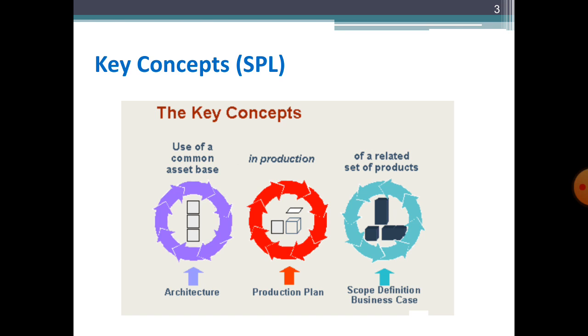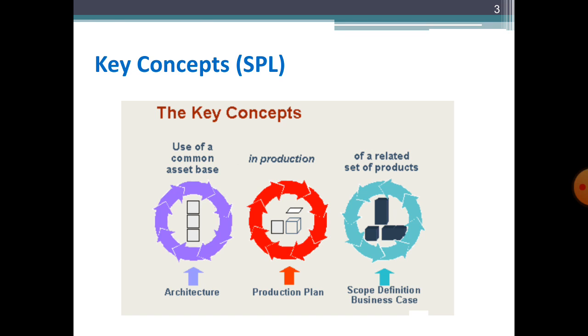Students, all of these are different common asset bases. And the next key concept is the production plan, about the production phase as well. And then the third one is the scoping definition, which is actually a related set of products. So scoping definition is also an important aspect of a software product line.